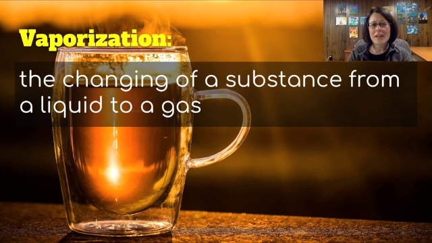Another phase change that happens is called vaporization. This is the changing of a substance from a liquid to a gas, and you can see that vapor coming up off of that cup of tea. Actually, you cannot see water vapor. What you're seeing when we think we see vapor is actually condensation, but it's about the only way that we can tell that that vapor is going into the air because we can't really see water vapor.